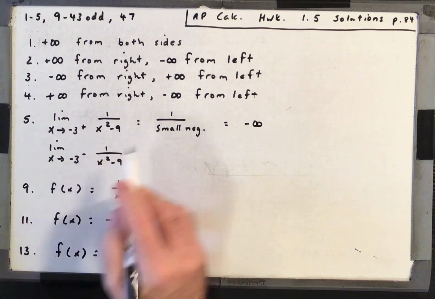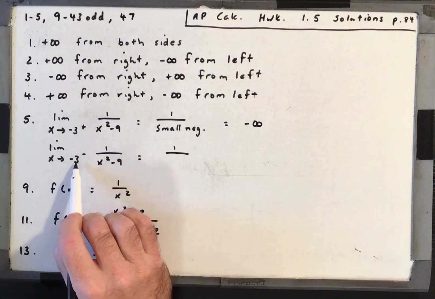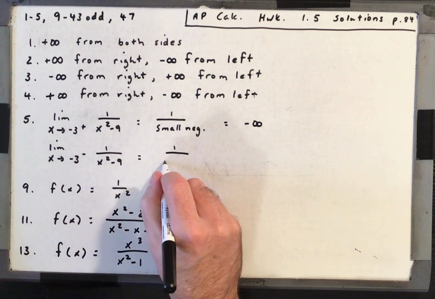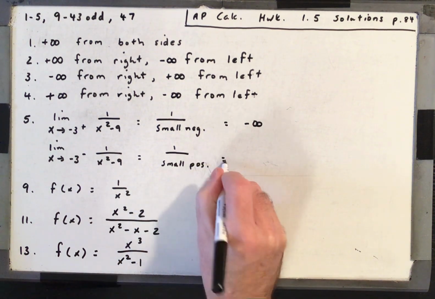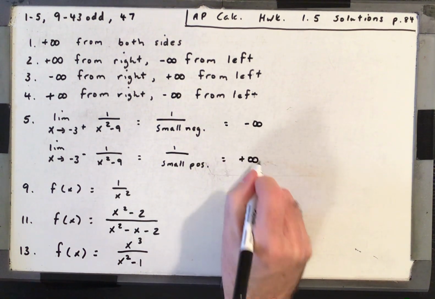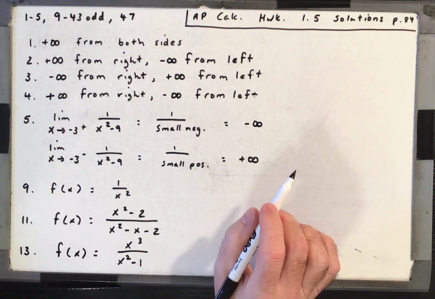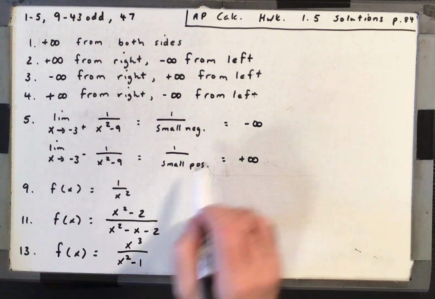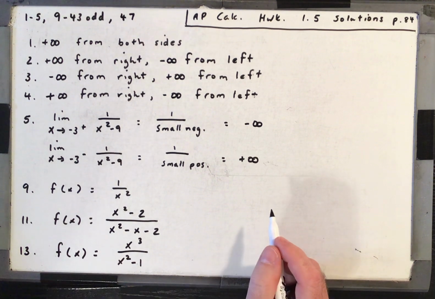And then from the left, -3 from the left, say that's like -3.01. You square that, it's going to be a little bigger than 9. So 1 over a small positive. That's positive infinity. Okay. So I believe that's all the question's really asking for. So from the right, negative. From the left, positive.